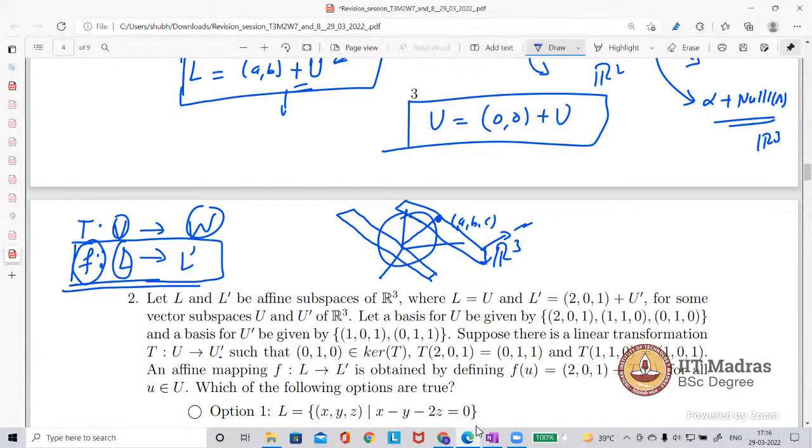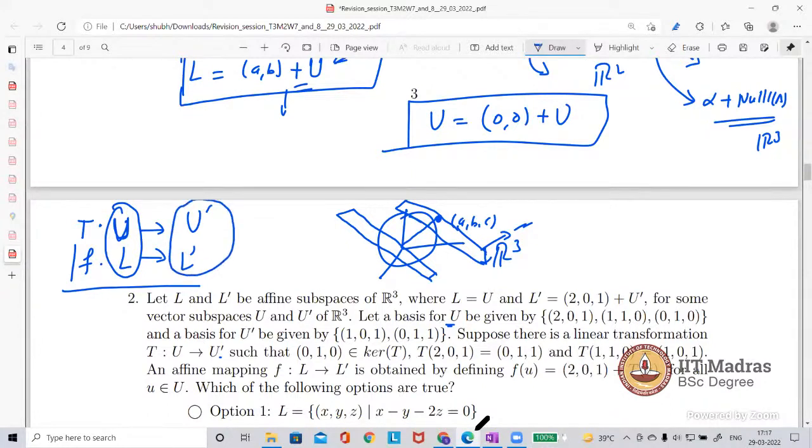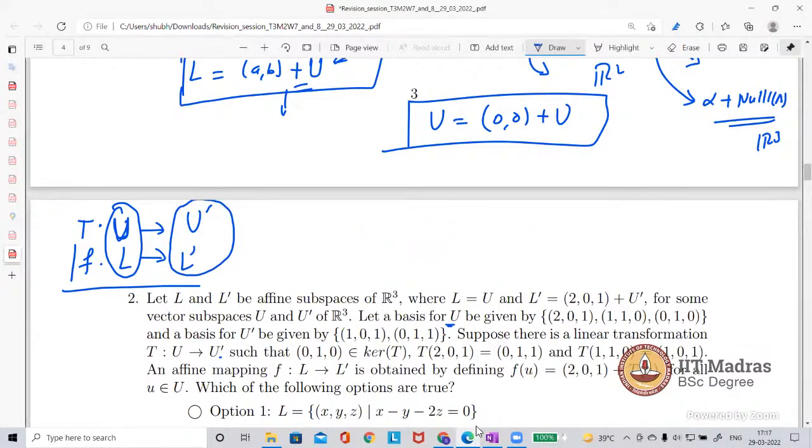Let's use the same setup. This is U and this is U prime. U is the corresponding subspace of L, and U prime is the corresponding subspace of L prime. L prime is an affine subspace, and there is a map T, which is a linear transformation, given.